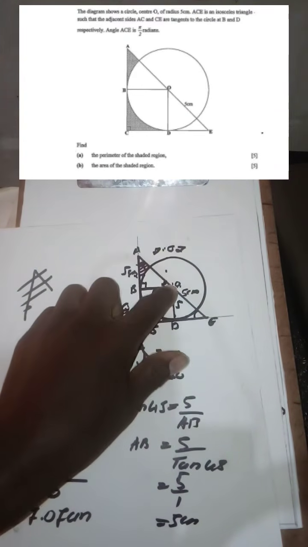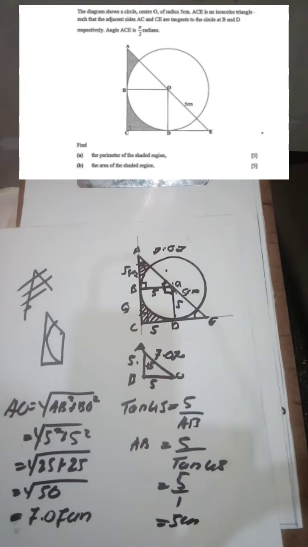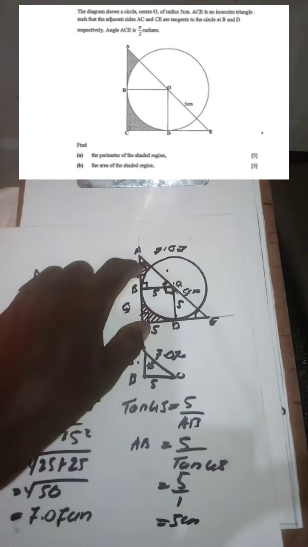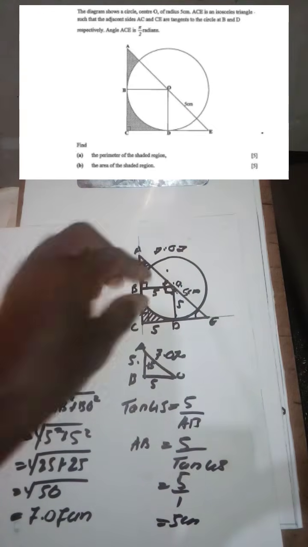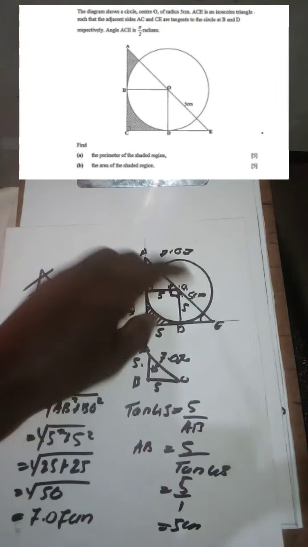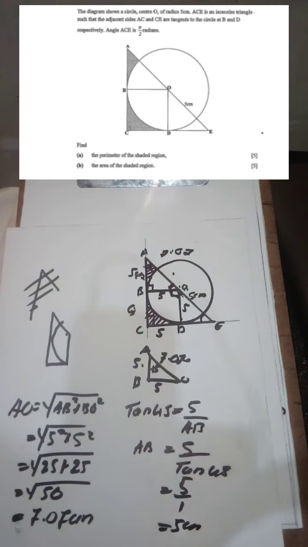We have already found the distance from this point to that point. So now we're also looking for the area of this shaded part. It's easy again. Just find the area of this trapezium, then find the area of the sector that you have inside there, then subtract. It's as easy as that.